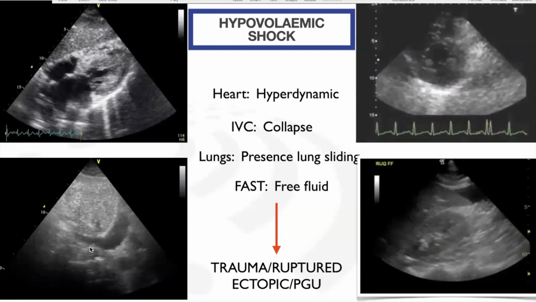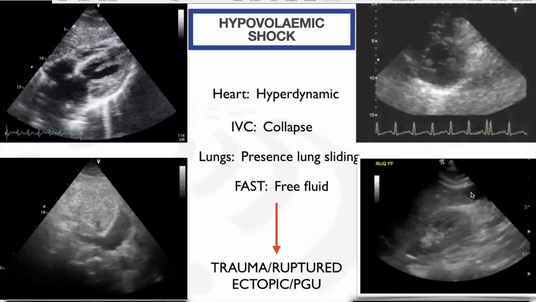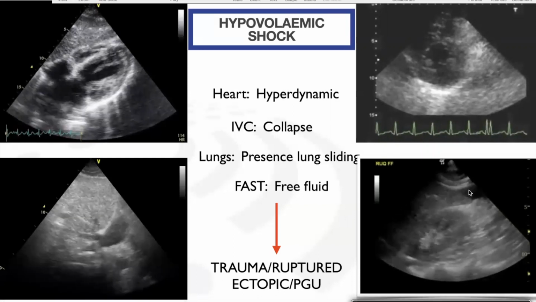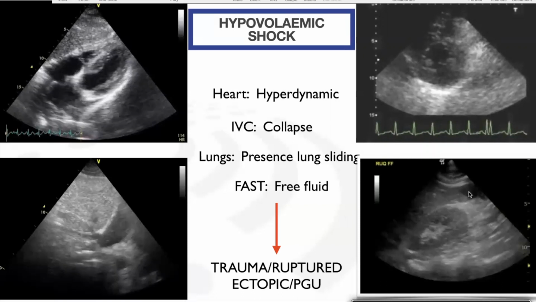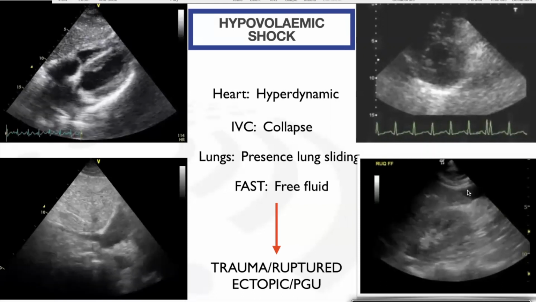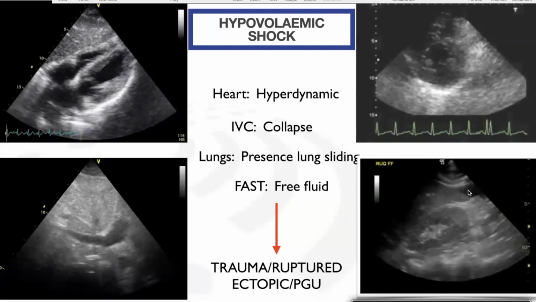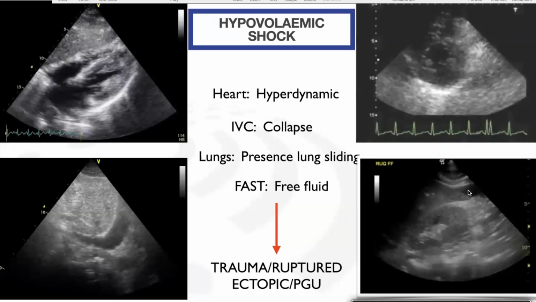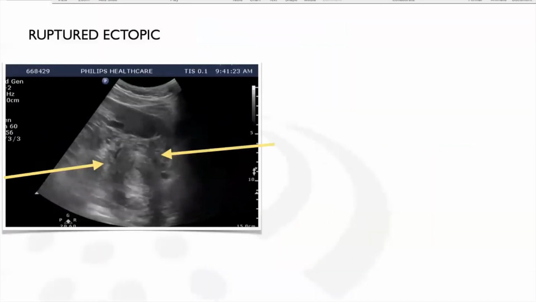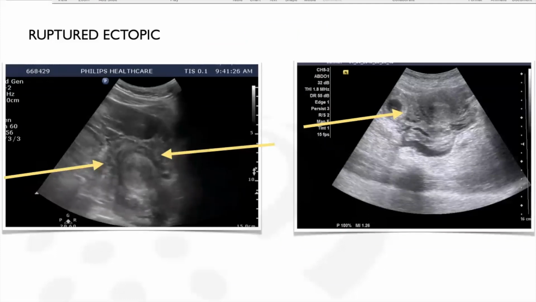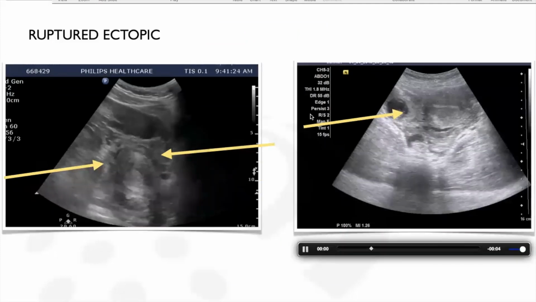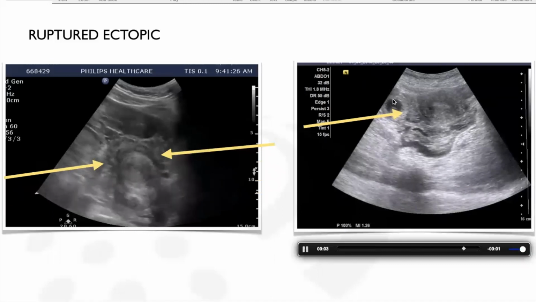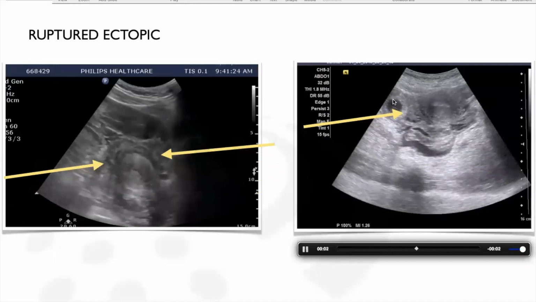It may also show presence of free fluid in the FAST, suggestive of whether the hypovolemic shock is secondary to probably a perforated gastric ulcer, ruptured ectopic pregnancy, or ruptured appendix, or even trauma. Okay, so this is just to show a ruptured ectopic. You can see presence of free fluid, and presence of some POC at the ectopic area, not in the uterus.